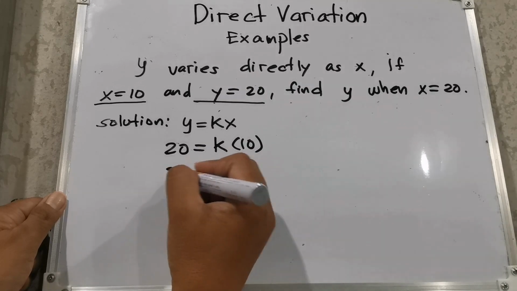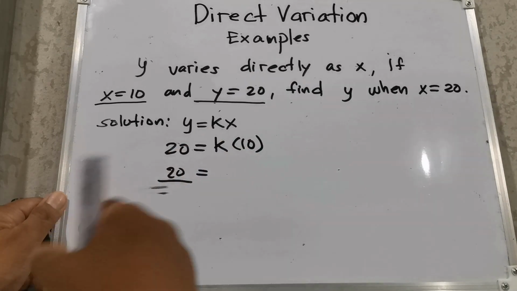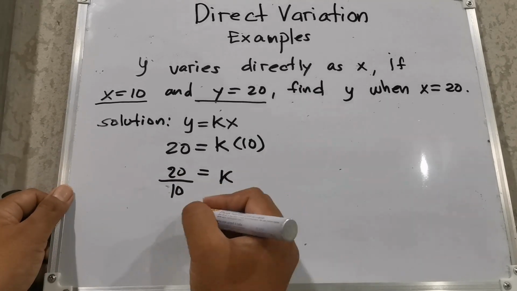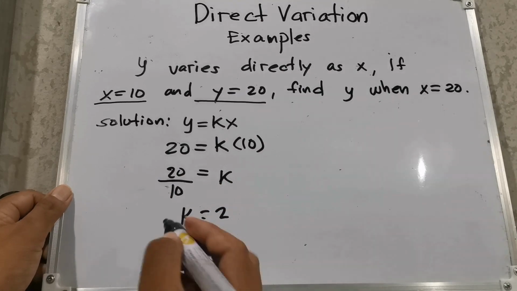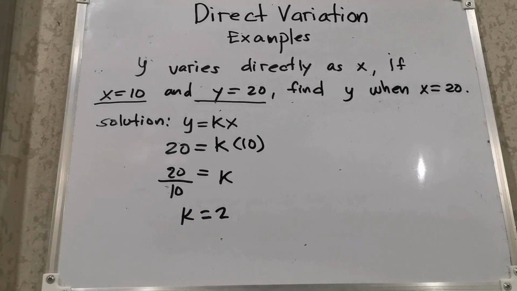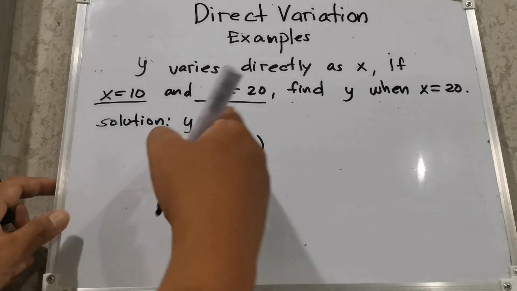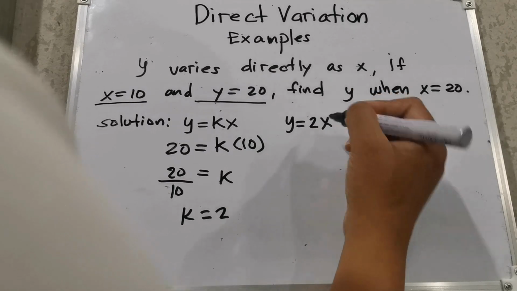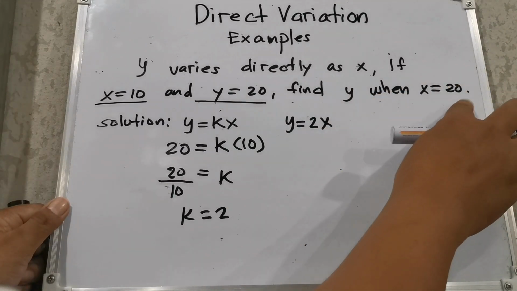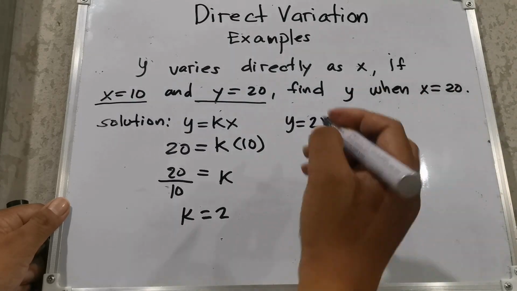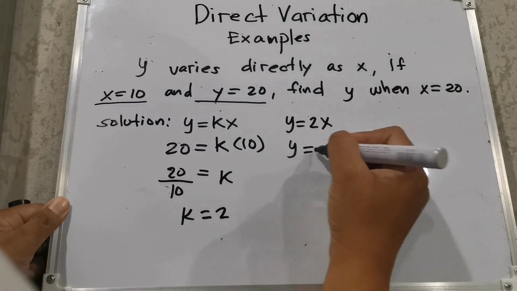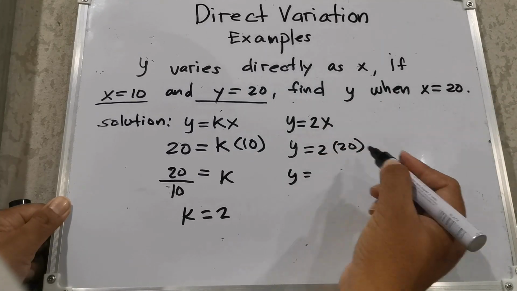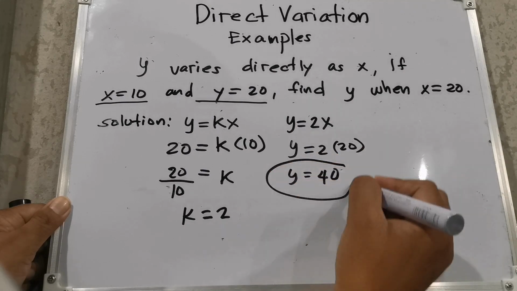So we're going to solve for the constant of proportionality here. That will be 20 over 10. So our constant of proportionality will be equal to 2. Here we're going to replace k with 2 in our formula y equals kx. So that will be y equals 2x. Then we will find y when x equals 20. We will replace x with 20 here. So y equals 2 times 20. We get the value of 2 times 20, that is 40.